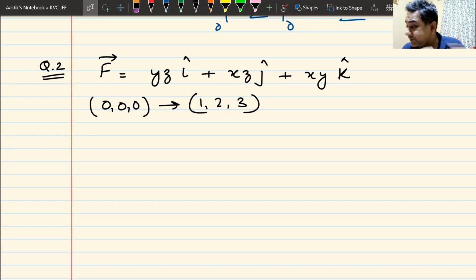Sir, yes, beta, it is conservative. Yes, it is conservative. What is the answer for this? Because if it is not conservative, you will not be able to solve it in any case.